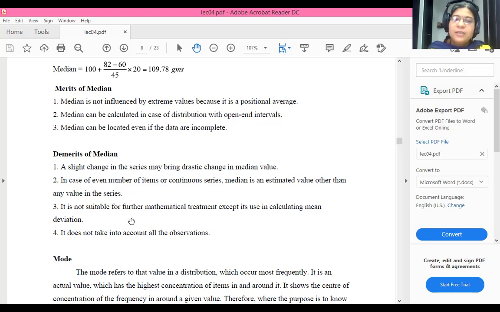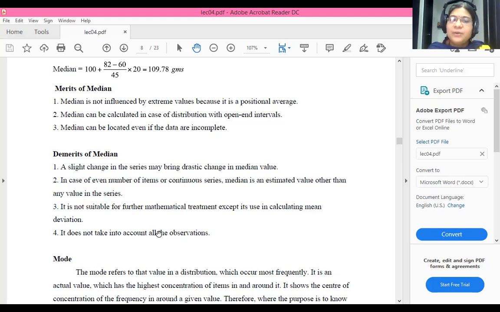It is not suitable for further mathematical treatment, except when it is used in calculating the mean deviation. So we cannot do further statistical treatment on the median except in calculating the mean deviation.